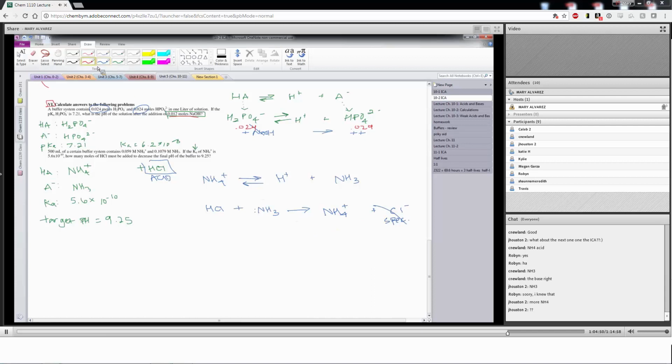What I do want to know is how adding the acid affects my relative ratios of my conjugate base and my weak acid, because I started out with 0.059 molar of this, given here, and I started out with 0.1079 molar concentration of this. So if I add X amount of HCl, what's that going to do to the NH3 that I've got in solution? What's that going to do to the NH4 plus that I have in solution?